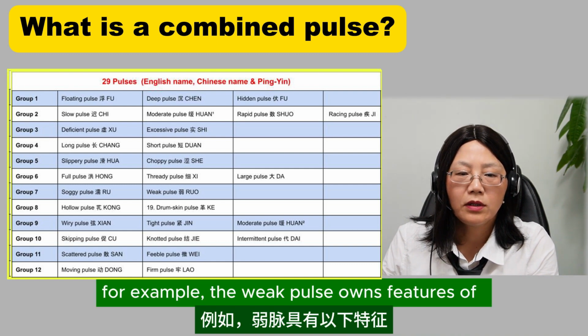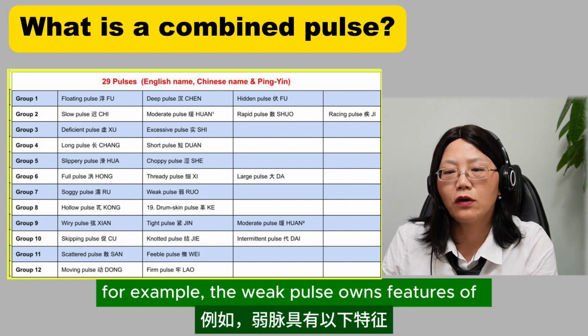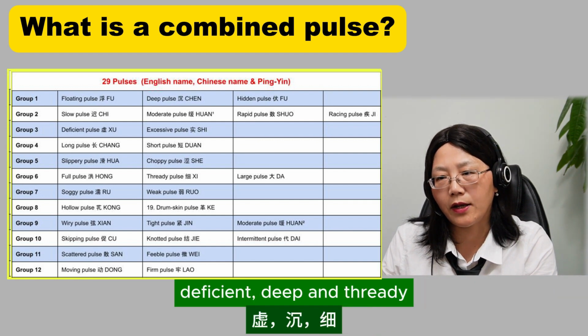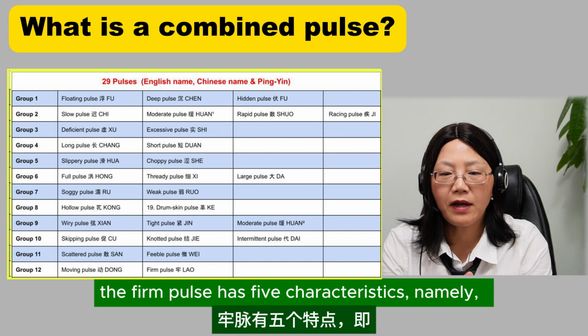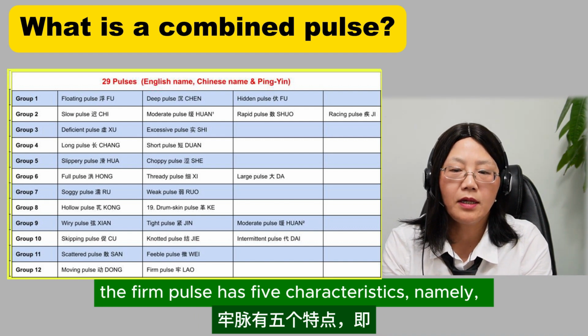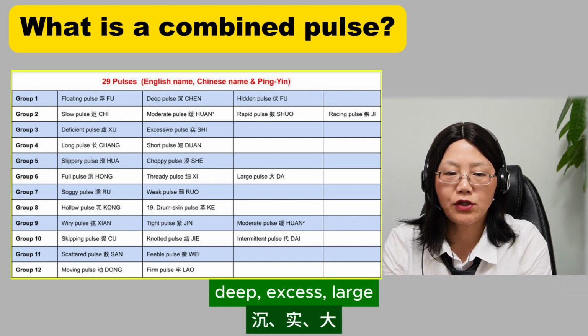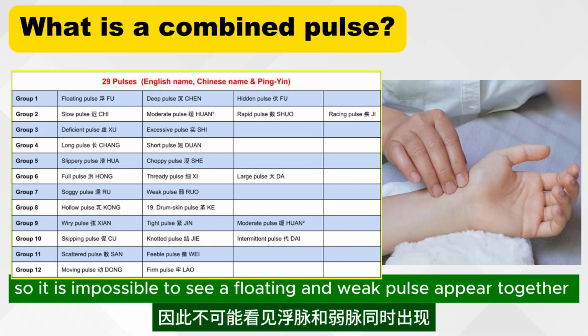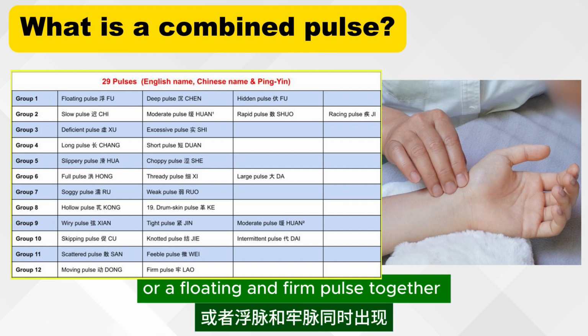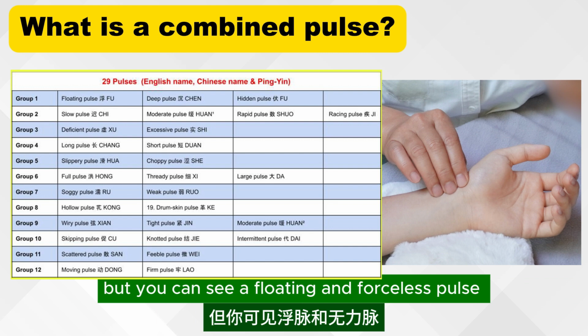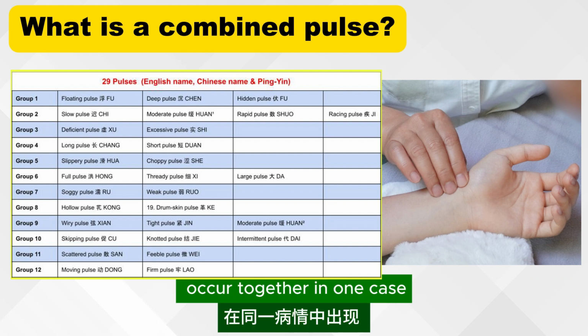For example, the weak pulse owns features of deficient, deep, and thready. The firm pulse has 5 characteristics, namely deep, excess, large, wiry, and long. So it is impossible to see a floating and a weak pulse appear together, or a floating and a firm pulse together. But you can see a floating and forceless pulse occur together in one case.